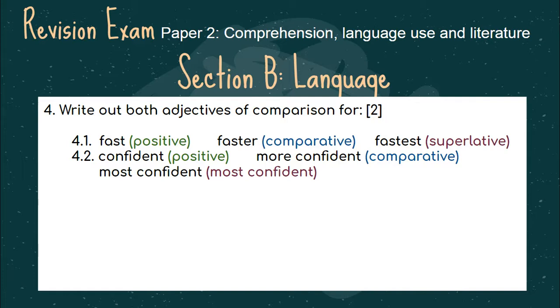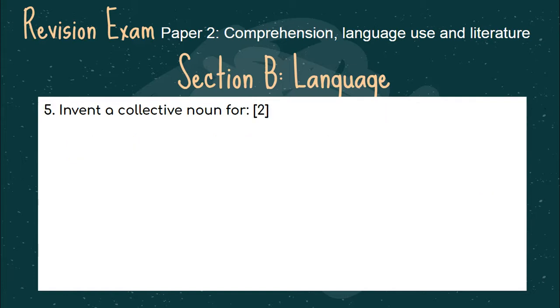That should say superlative. In this case, they haven't asked you to identify or name them. So even if you haven't written positive, comparative, superlative, you can still get the mark, as long as you've written, for example, fast, faster, fastest, and it's spelled correctly. So it's actually half a mark for saying faster and half a mark for saying fastest. Half a mark for saying more confident and half a mark for saying most confident. If you said confidenter or confidentist, then unfortunately you did not get the mark.